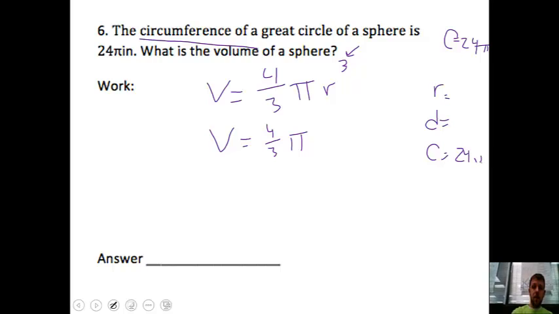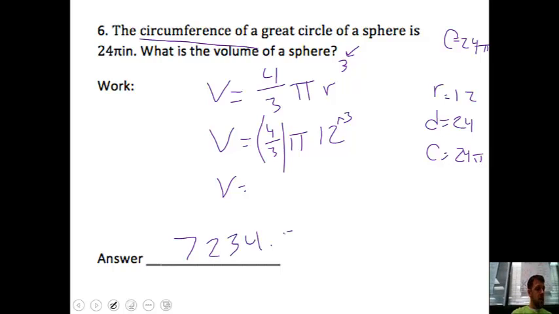24 pi. That means diameter is 24 and radius is 12. So 12 cubed. If I put this in the calculator, making sure that I put parentheses around the fraction, and I put a caret to get me to the third power, I end up getting 7,234.56 inches cubed.